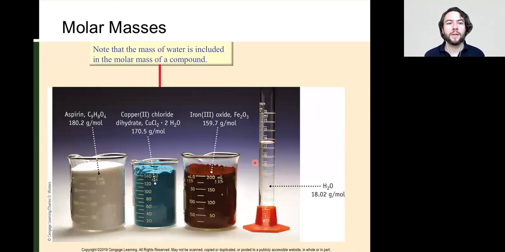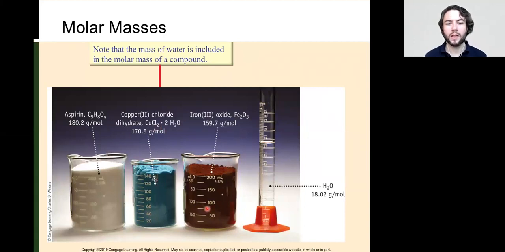Molar masses then. Note that the mass of water is included in the molar mass of a compound for these ones. For example, here, this is copper chloride dihydrate, so it includes the water in the mole. So in order to get the molar mass here, it's copper plus 2 chlorides plus 2 water molecules. And that's how you get this. Aspirin here doesn't include any water. So you can see here 180.2 grams is 1 mole. Here 170.5 grams is 1 mole of copper chloride dihydrate.